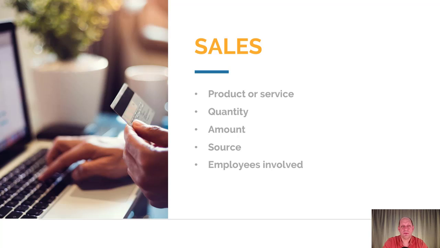Sales has many conversion rates. If you're doing products or services, obviously the selling of those could be different quantities, the different amounts that are actually charged. Sources may or may not help in the sales, whether, again, it's an internal salesperson or a lead that came from a marketing source. And again, much like phone calls, which employee was involved in that sale may be information that's beneficial when looking at conversion rate.